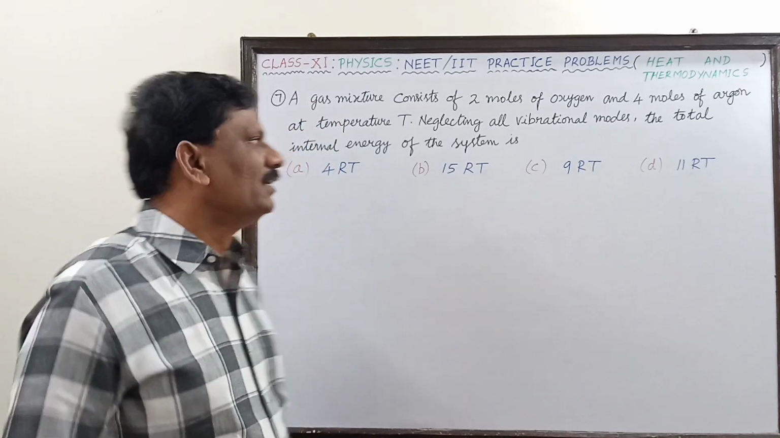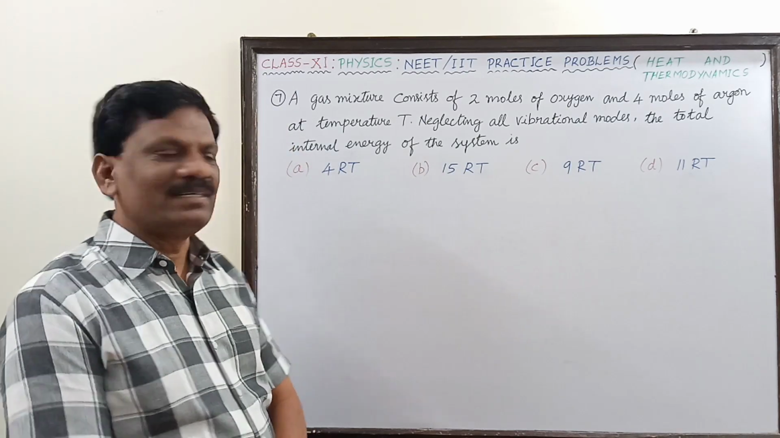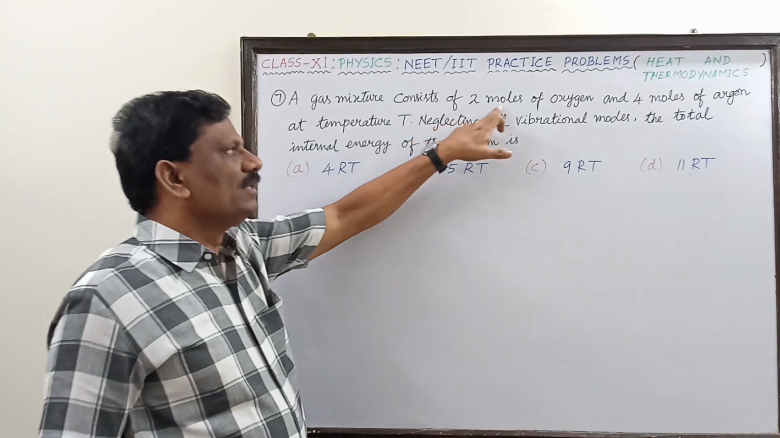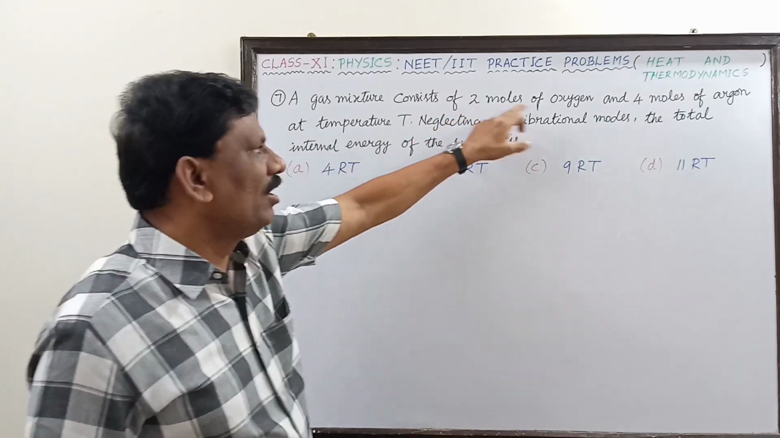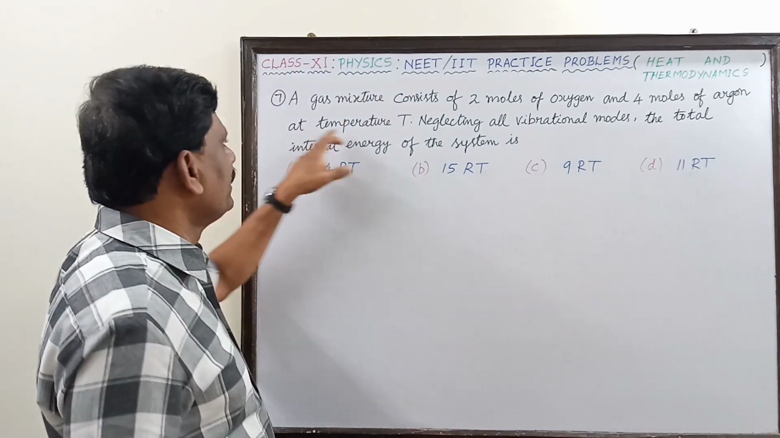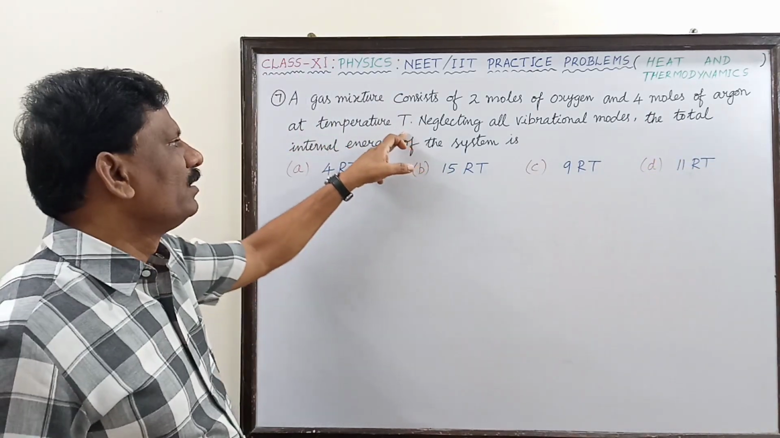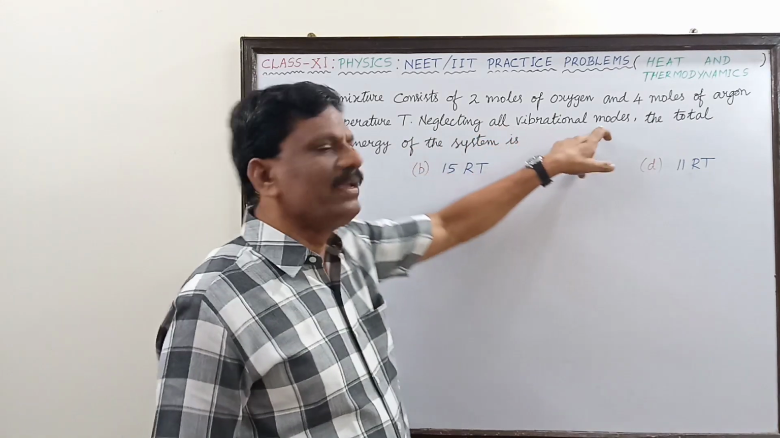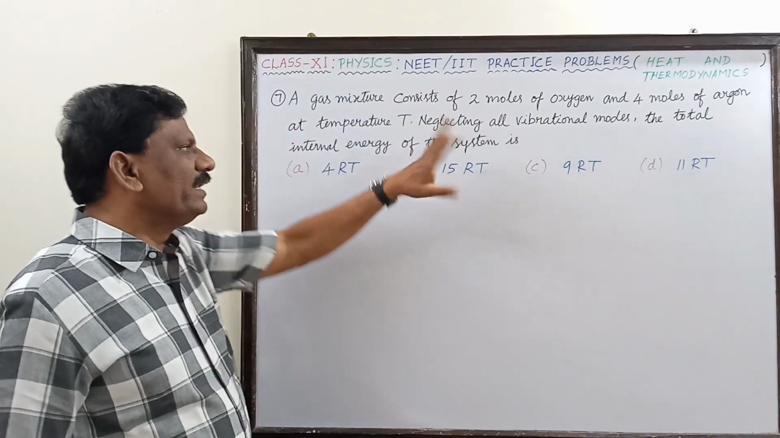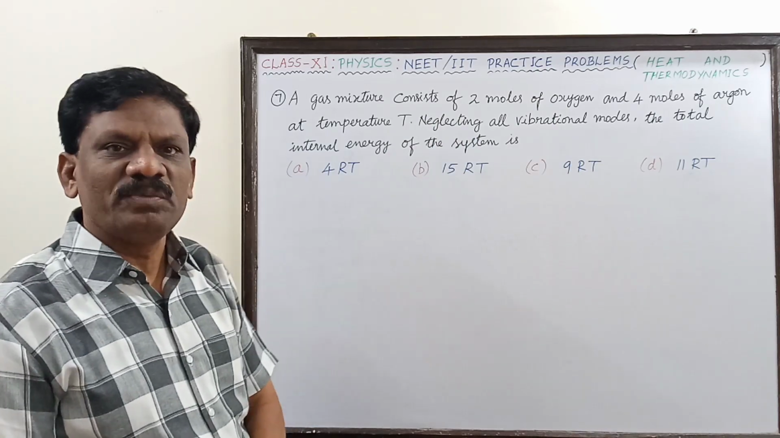Hi students, MCQ number 7. A gas mixture consists of 2 moles of oxygen and 4 moles of argon at temperature T. Neglecting all the vibrational modes, the total internal energy of the system has to be determined.